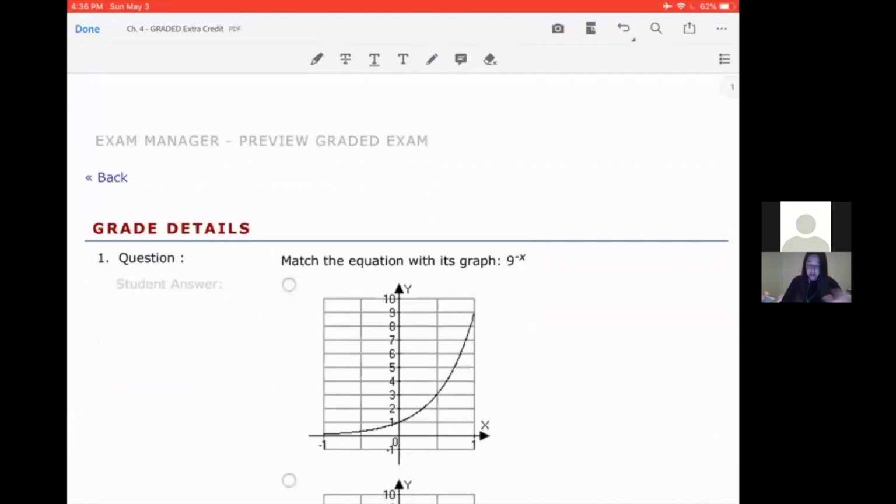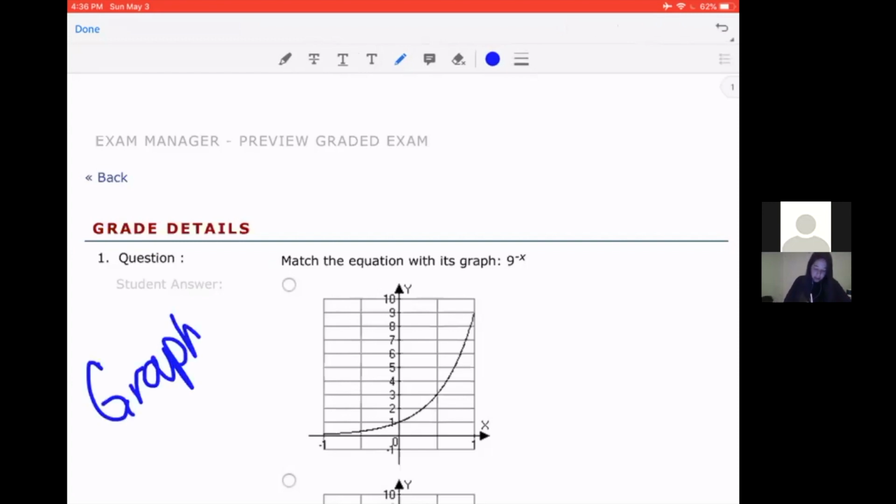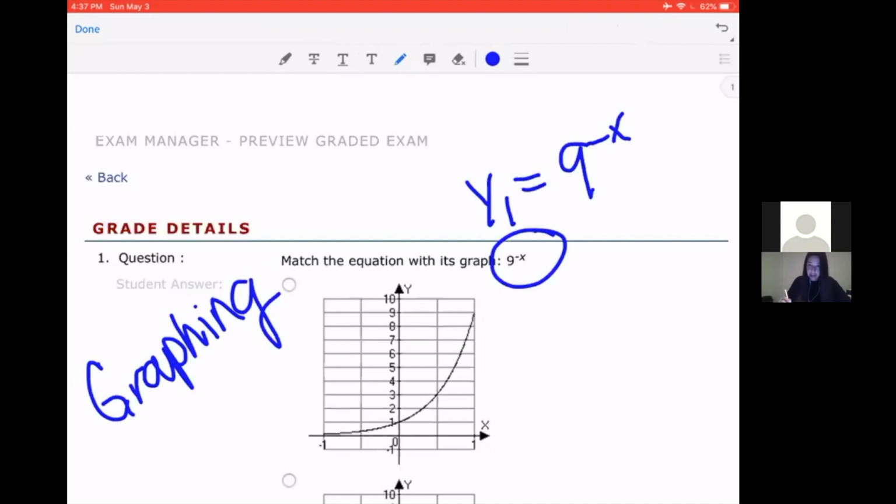All right, guys, so I'm going to go through the questions that we did not do in depth, just really quickly talking about the idea behind solving them. I'm not going to go through every single step of the problems, but for example, number 1, this is just a graphing question, okay? So making sure we put that into the calculator, 9 to the negative x, and then making sure you guys pick the correct graph.